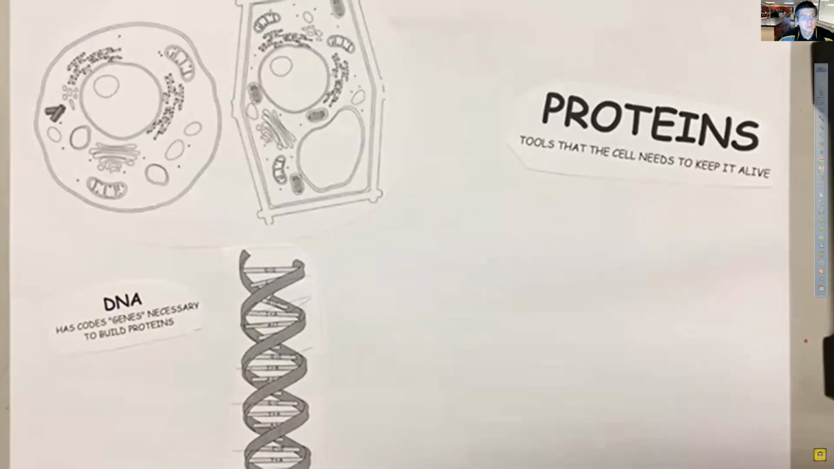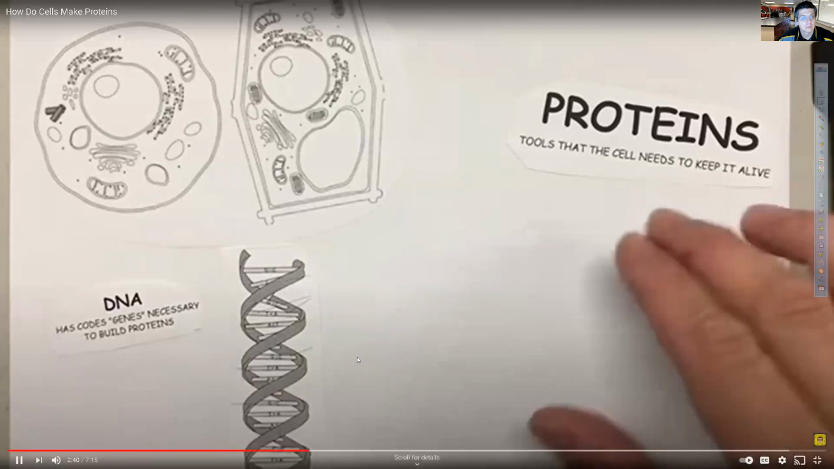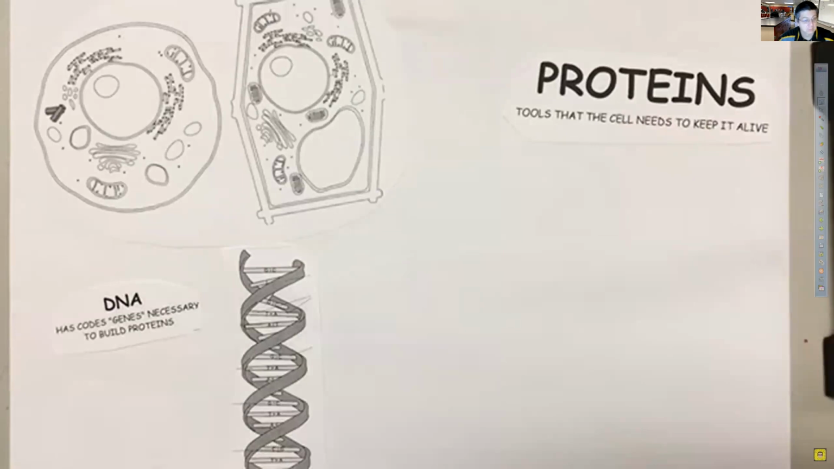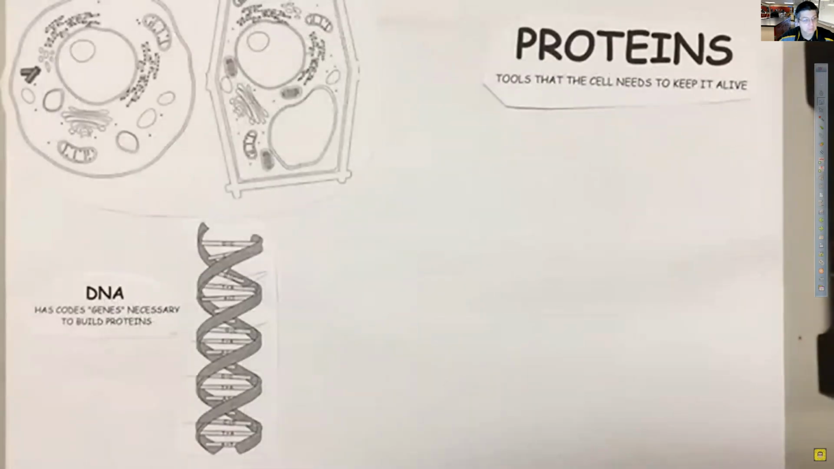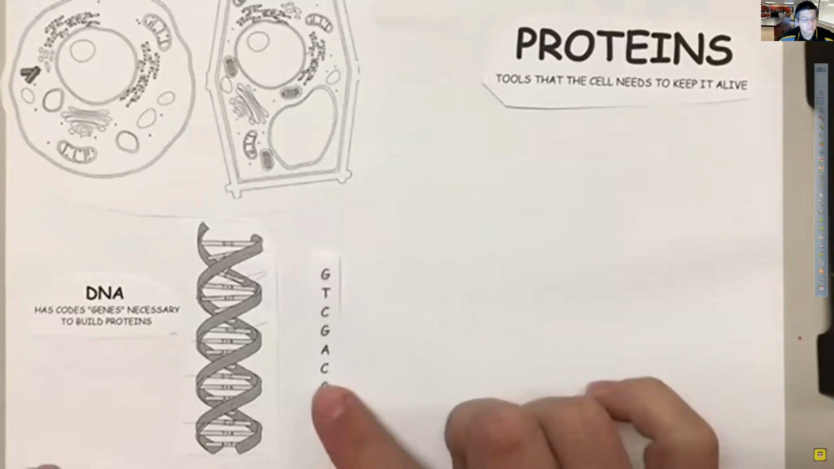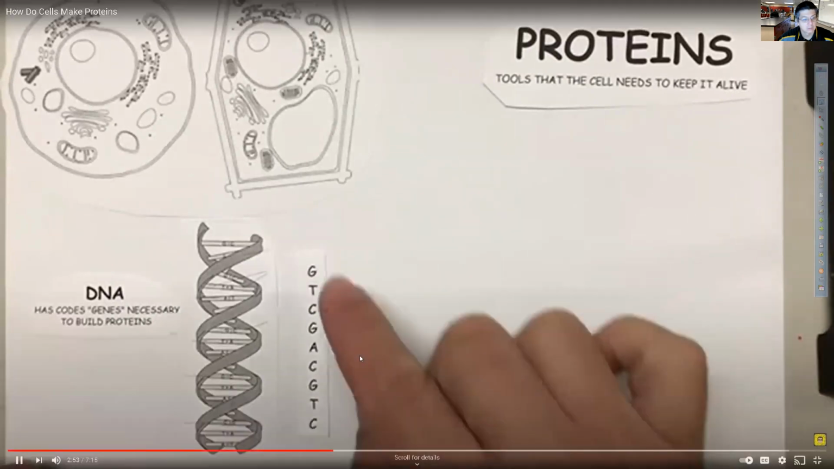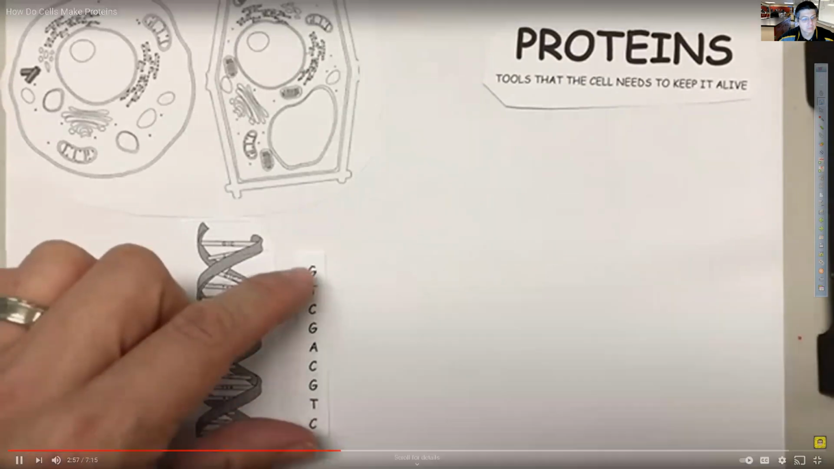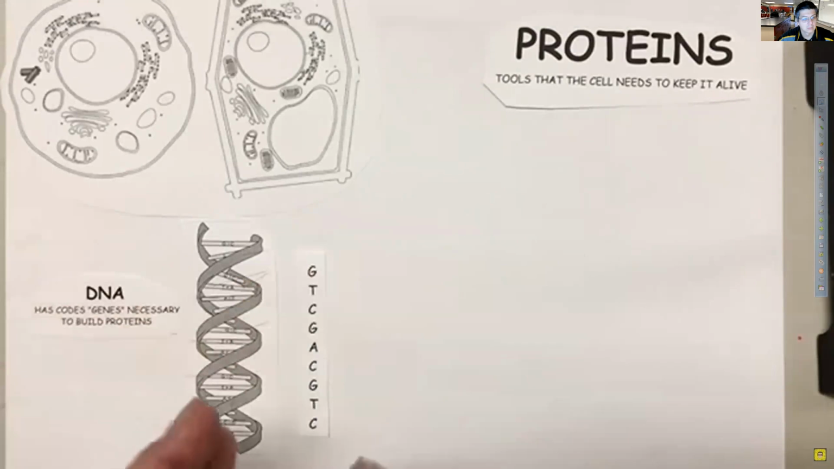Now, how do we get to the protein? How does the cell make the protein? We have to start with the DNA. Let's imagine that we have this code, this gene. This gene holds a code that has information to make a particular protein.